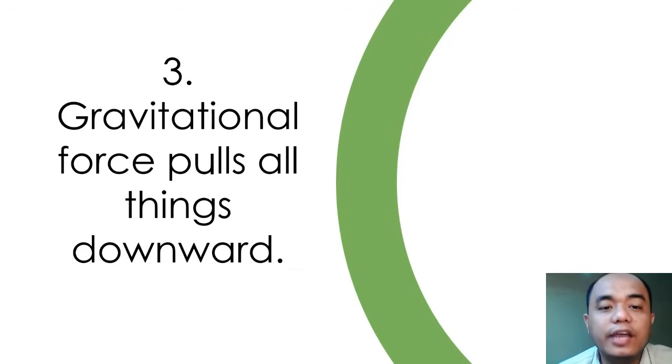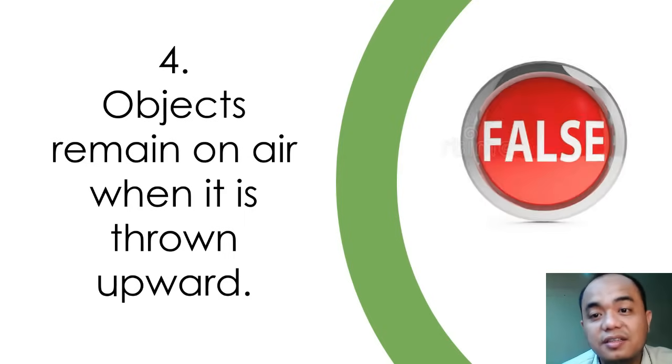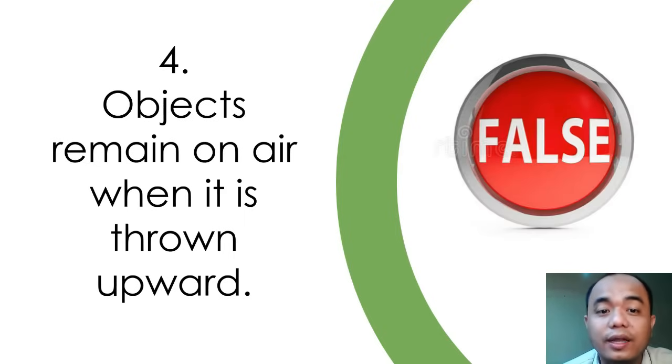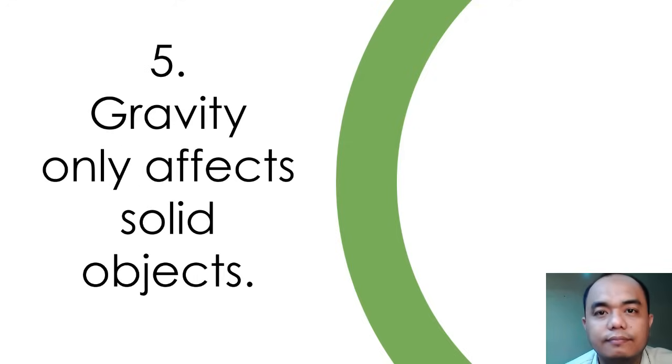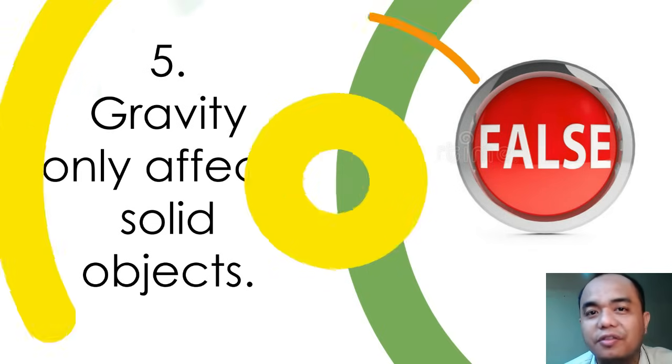Number 3, gravitational force pulls all things downward. True or false? Yes, true. Number 4, objects remain in the air when thrown upward. True or false? Yes, it is false because the object will go downward even if you throw it upward. Number 5, gravity only affects solid objects. True or false? It's false because gravity will affect all objects, especially here on Earth.